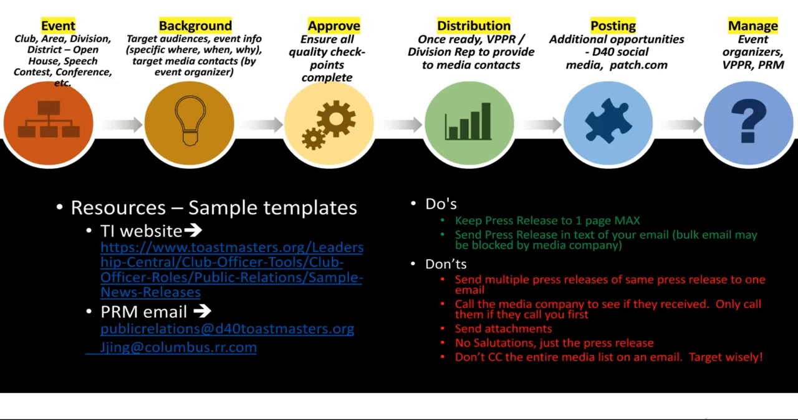The second step of the process is really for you as club VPPRs to define your target audience. Really define your event information. We need specific information on where this is going to be held, when it's going to be held in terms of date and time, and why it's going to be attended. Why is this event even happening? It's really good to get that information down, making sure that you have all the necessary information. And then also have a list of target media contacts.